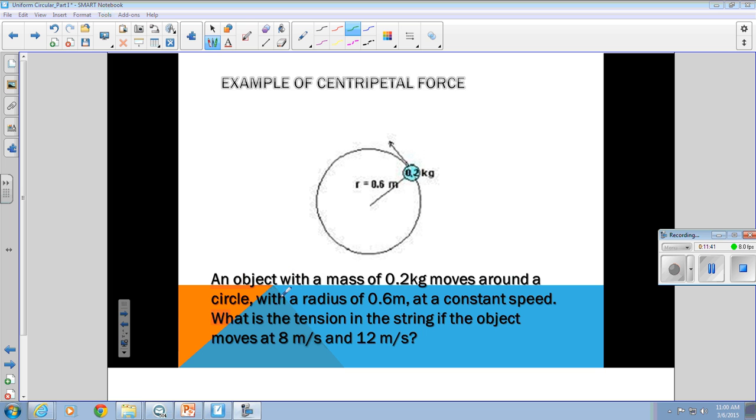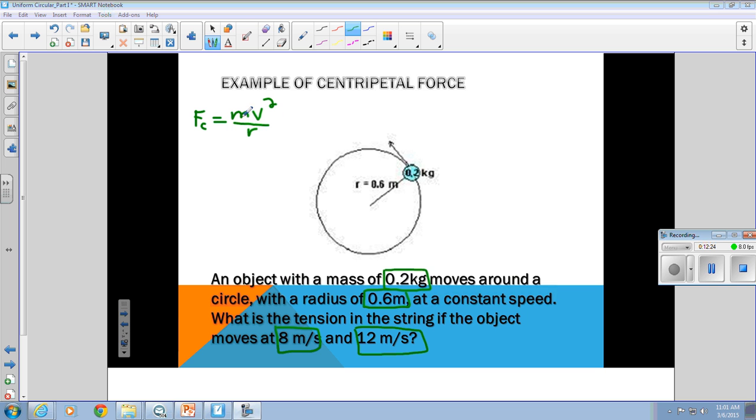And a quick example of centripetal force, you've got a mass of 0.2 kilograms. It's moving around a circle. The circle has a radius of 0.6 meters, and we're moving at a constant speed. And we want to know what the tension of the string is. So we're assuming that there's a string attached to this mass as we're spinning it around. What's the tension of the string as it moves at 8 meters per second, and if we move it at 12 meters per second?